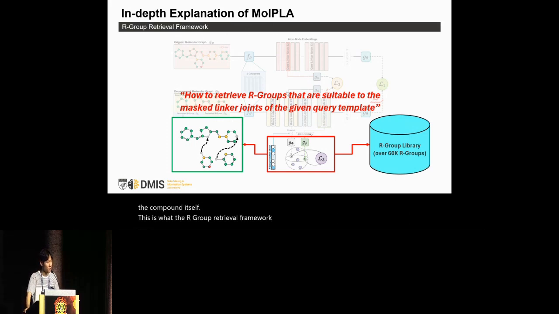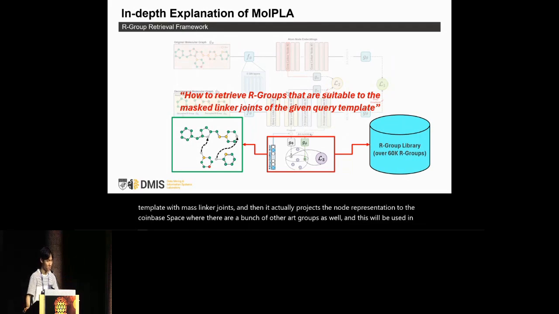It takes the input represented as a query template with mask linker joints, and then it projects the node representation to the co-embedding space where there are a bunch of other R groups as well. And this will be used in our lead optimization scenario, which will also be explained later.